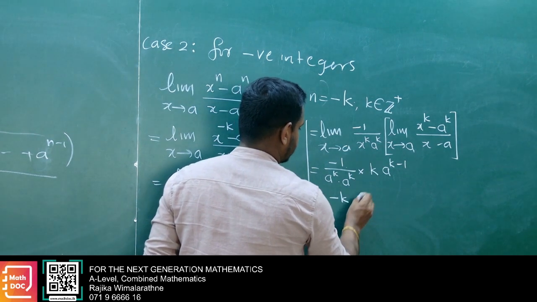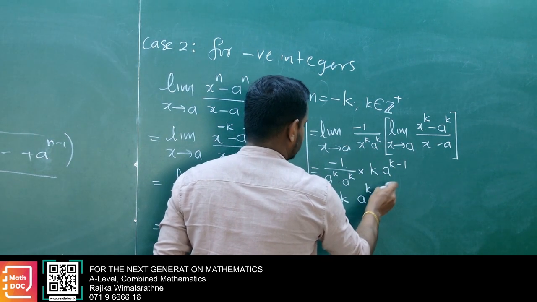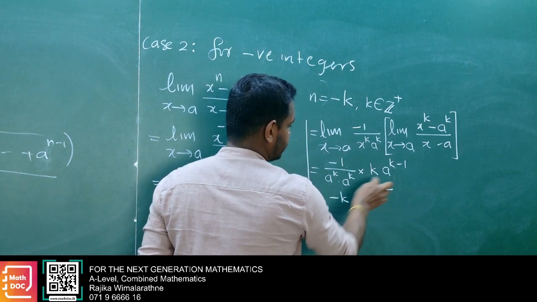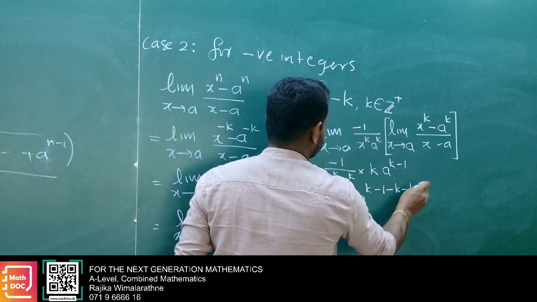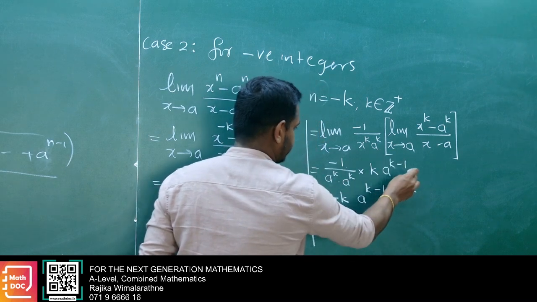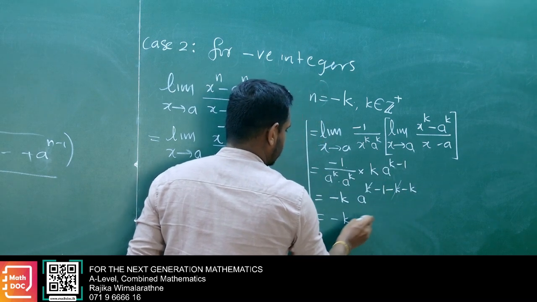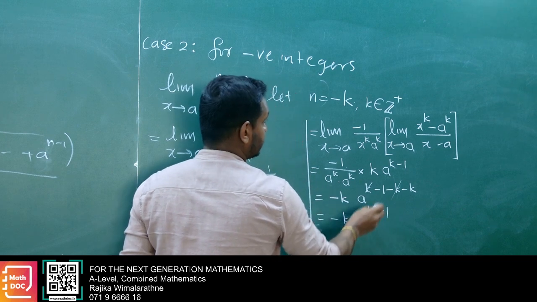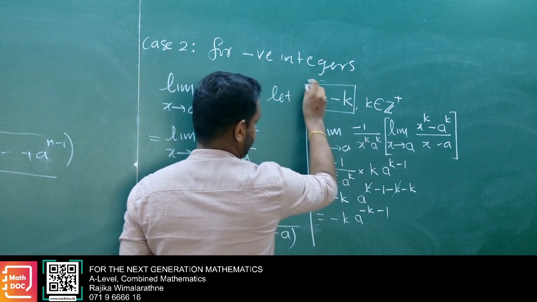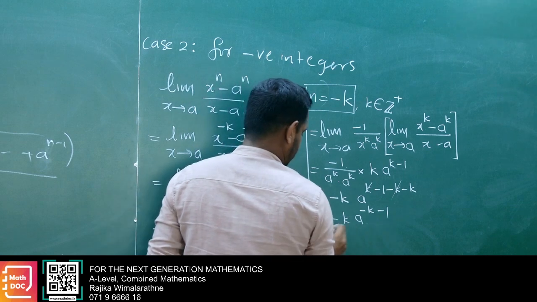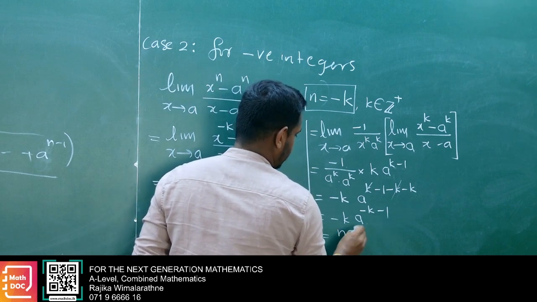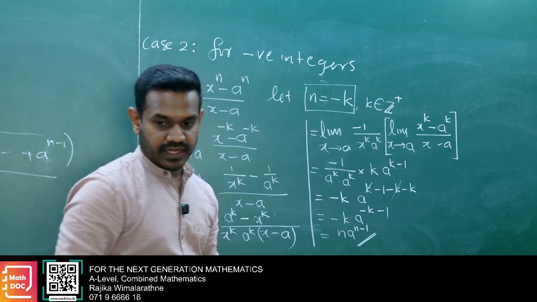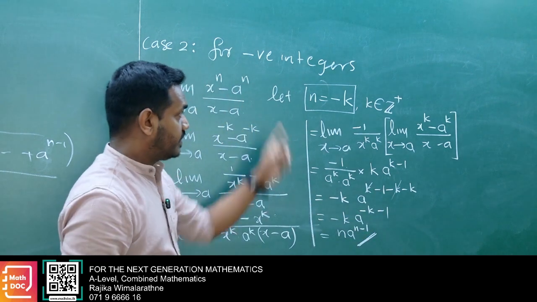Minus k, a to the power k minus 1 minus here, same basis now. Then minus k, take these two upstairs. Then minus k, a to the power minus k minus 1. Then minus k means n, no? Then say n minus 1. Instead of minus k, put n now. That's how we prove. Do it.